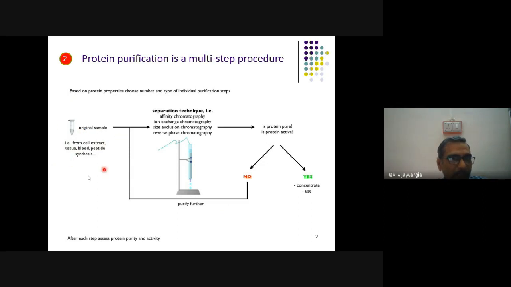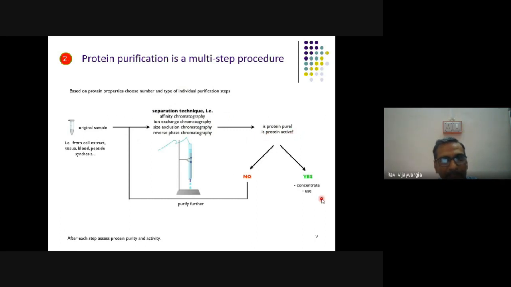Based on the sample's properties and the properties of your protein of interest, you can subject it to different separation techniques, which are different chromatography techniques. It can be affinity, if there is an affinity to a specific molecule; ion exchange, based on the charge on the protein; size exclusion, based on the size of the protein; or reverse phase chromatography, based on the hydrophobicity of the protein. After subjecting to any of these techniques, the question you ask is: is the protein pure, and is the protein active, especially when you are looking for enzymes?